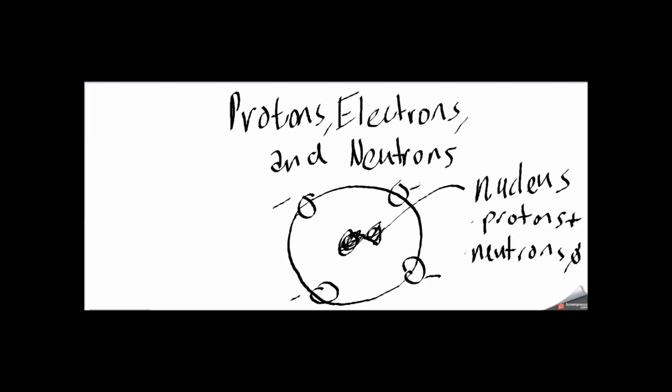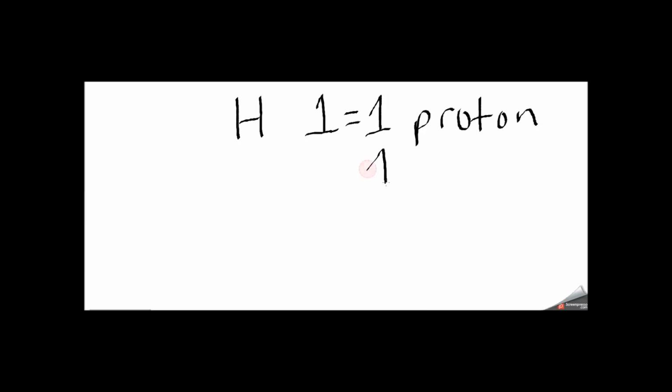So how is one atom different from another atom? Like how is a hydrogen atom different from, let's say, a helium atom? Well, all atoms are different based on the number of protons that they have. For example, let's look at hydrogen. In the periodic table, hydrogen is number 1. That means that it has 1 proton. That also means, however, that it has 1 electron.